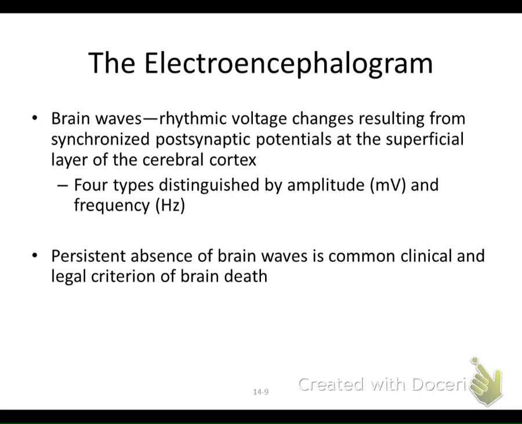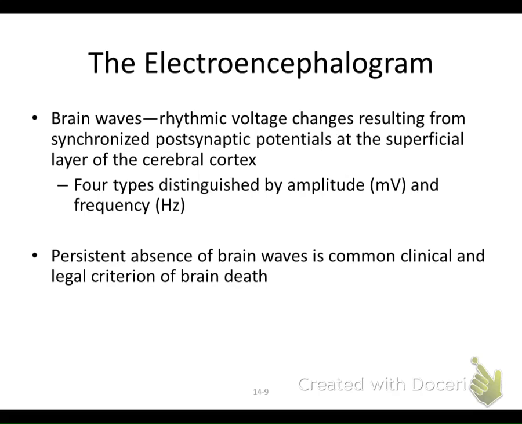So again, these brain waves are cyclic. They come and they go. They're rhythmic voltage changes, and they're coming from the cortex. So they're coming from the outer layer of your brain, where all those synapses are being made as things come up the spinal cord and past the thalamus and into your cortex. We're measuring the collection of all of those electrical stimulations.